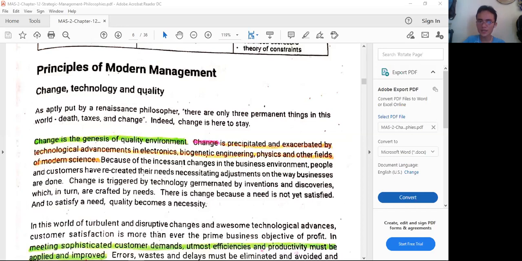As also said by others, like the improvement of this one, there are only three permanent things in this world. Change, change, and change. So change is here to stay. Change is the genesis of quality environment, meaning it's the start. So whenever there is change, it would exacerbate the processes of the businesses existing or still to implement. It would also change the perspectives of the people composing the organization from top to bottom. Change also would enable the people to look out of themselves, to think outside of the box, so that they would be able to go with the pace of the ever-changing business environment.